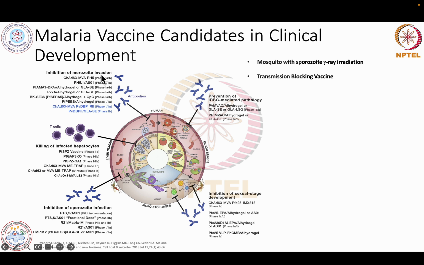Inhibition of merozoite invasion. There are different drugs which are now at phase 1, phase 2. These are the names of those drugs. And then prevention of IRBC mediated pathology, which is targeting blood stage. And again killing of infected hepatocytes, which is targeting liver stage. Inhibition of sporozoite infection. Inhibition of sexual stage development, which is targeting mosquito stage. Mosquito with sporozoite gamma ray irradiation, transmission blocking vaccine.